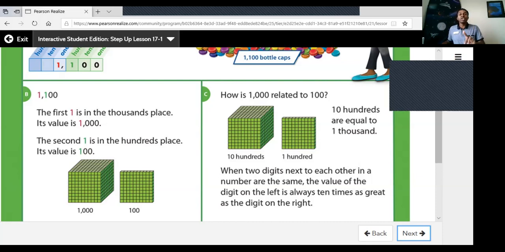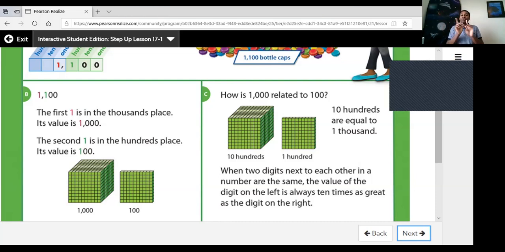Okay, 10 hundreds are equal to 1,000. Therefore, when we take a look at this next part, which is very important, I'm going to read it twice. It says, when two digits next to each other in a number are the same, the value of the digit on the left is always 10 times as great as the digit on the right. Okay, so we'll take a look at that one more time.